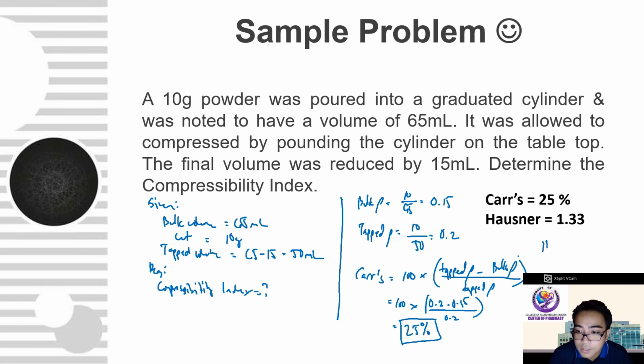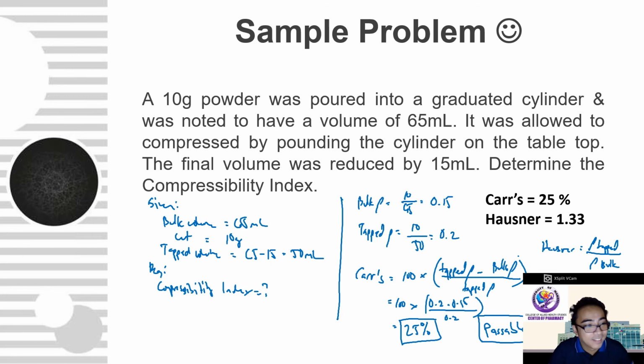Okay? Now, sa Hausner naman, at least ito madali lang. That's simply tap density divided by bulk density. And that would be 0.2 divided by 0.15. We get 1.33. Right? So do that, class. If you actually look at its interpretation in terms of flow property, for both, ang lalabas dyan, both of them are, using both equations, sasabihin nila that the powder is passable. It's not excellent, okay, pero at least pwede na.